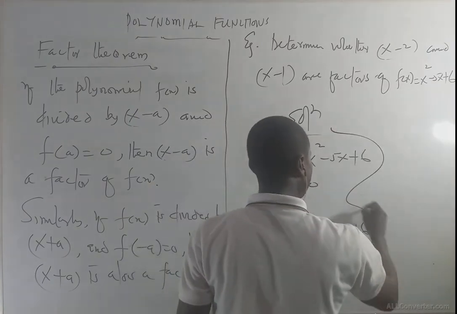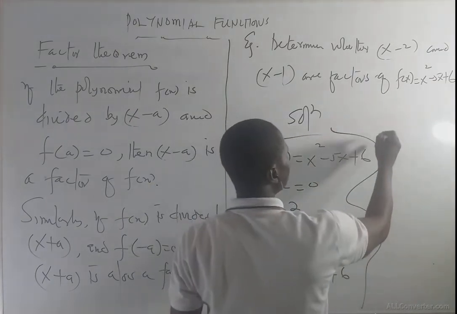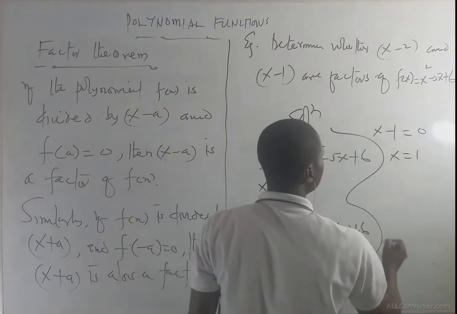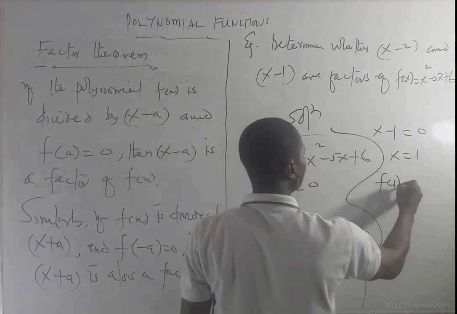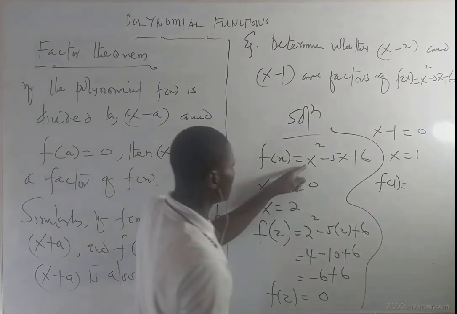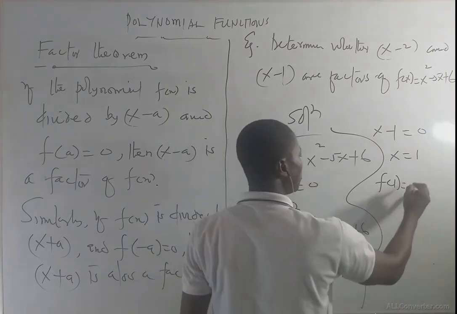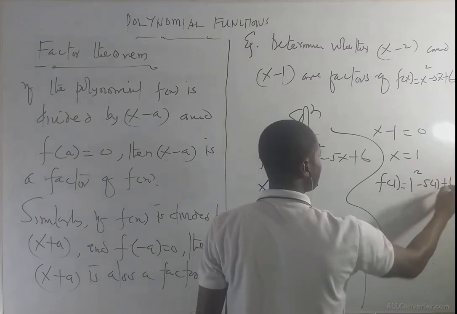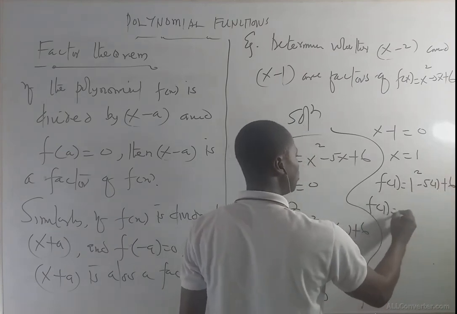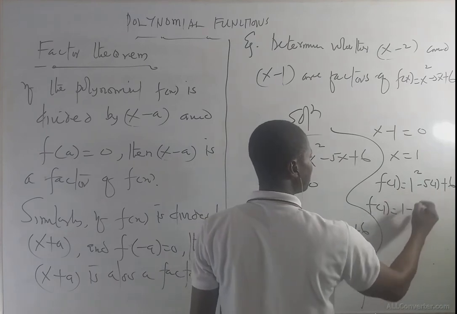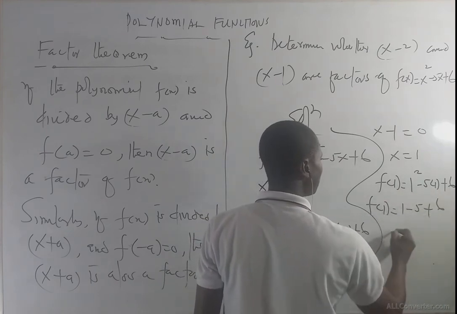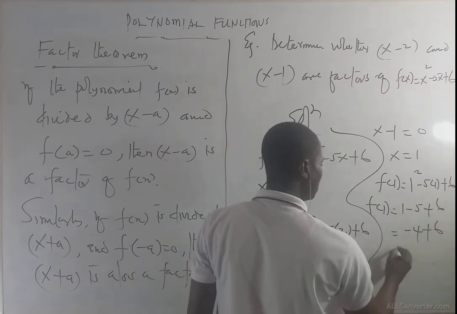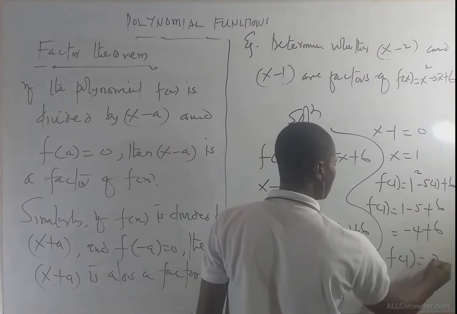Now, let's try to solve the other one. We were given x minus 1. So we also equate it to 0. Make x the subject, you will get 1. Then f of 1 will be, the expression is x squared minus 5x plus 6. So we are going to have 1 squared minus 5 times 1 plus 6. Then 1 squared is 1, 5 times 1 is 5, plus 6. And then 1 minus 5 is minus 4, plus 6. So f of 1 is giving us 2.